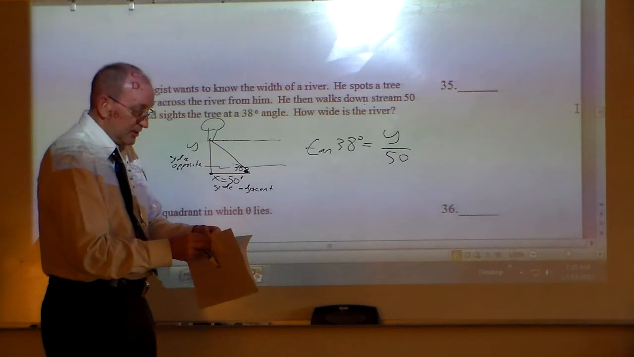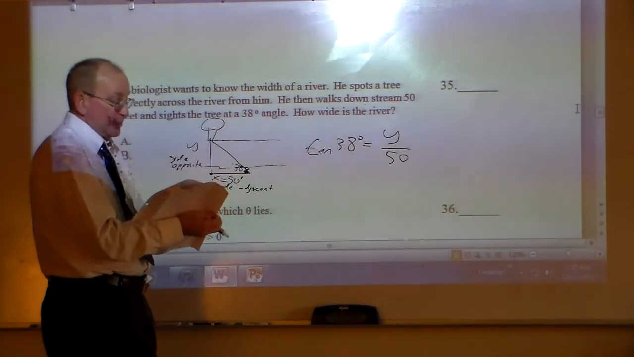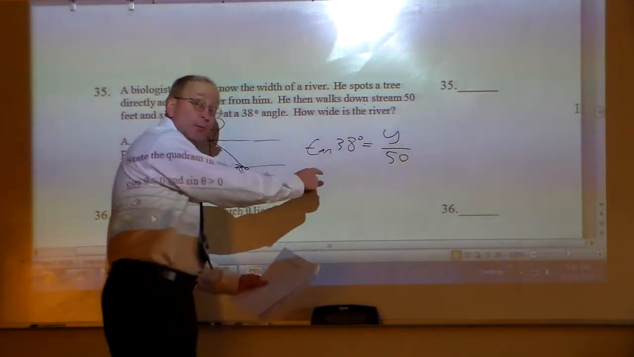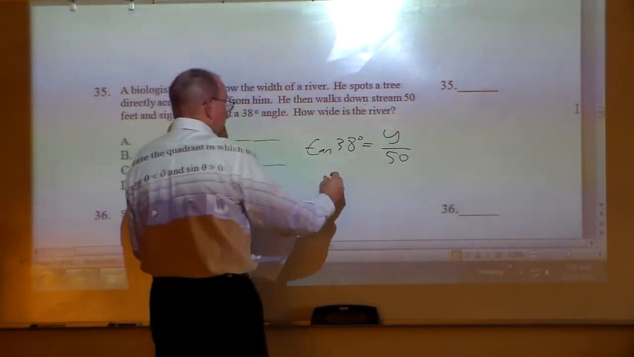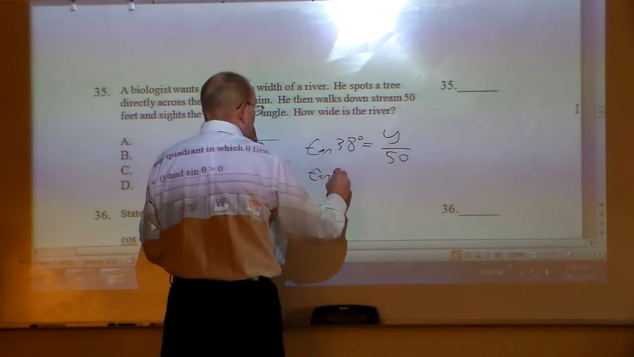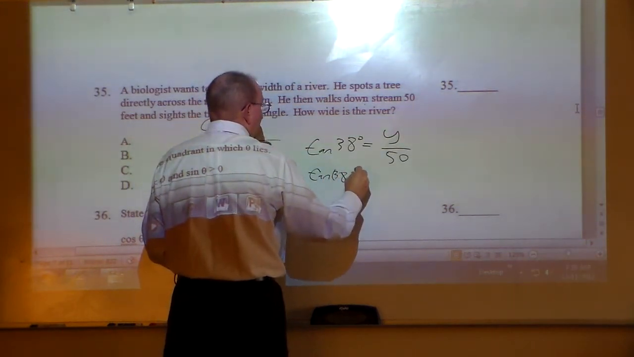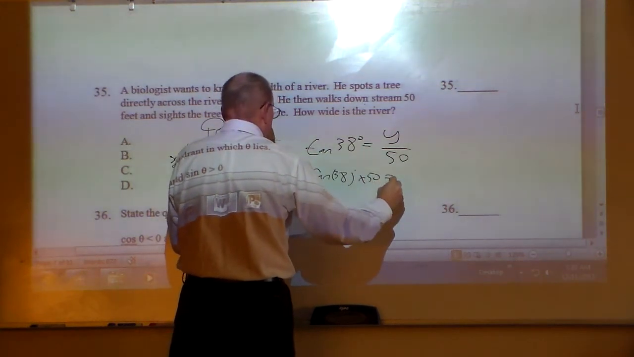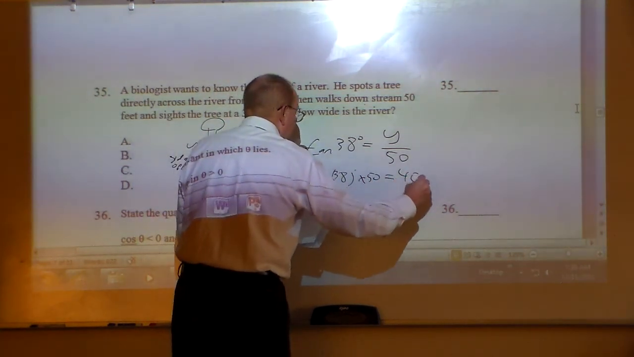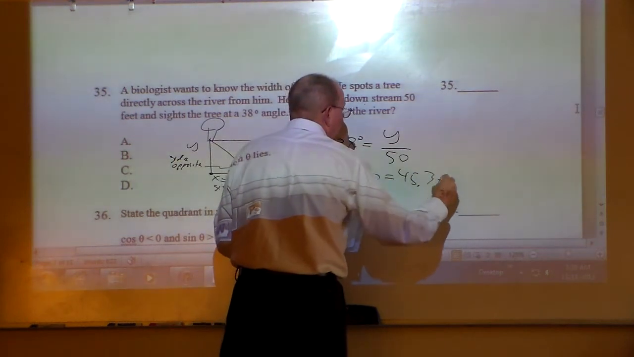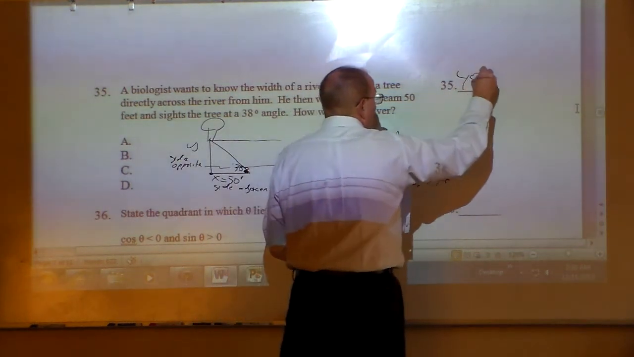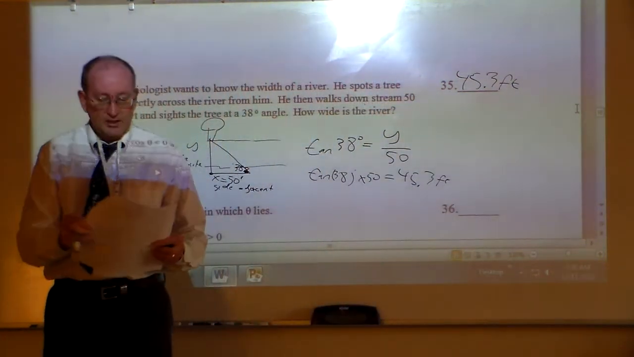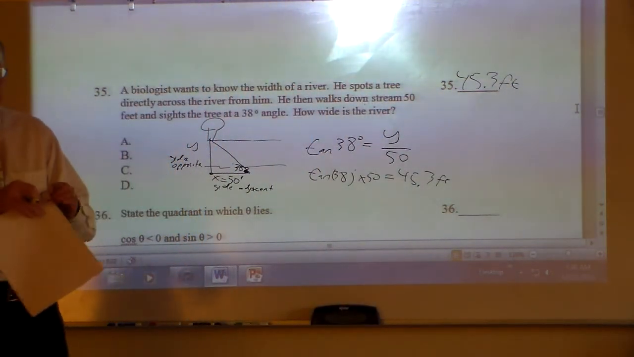All right, so what we want to do then is the following. We'll use the calculator. Make sure it's in what mode again? Degrees. Take the tangent of 38, close it off or hit enter, and then multiply it by 50. You're going to turn out to get 45.3 feet. So that means the distance across the river is 45.3 feet. Once again, that was using the tangent.